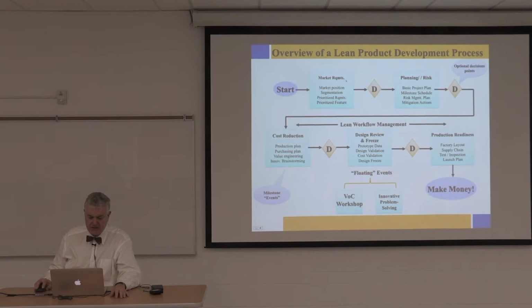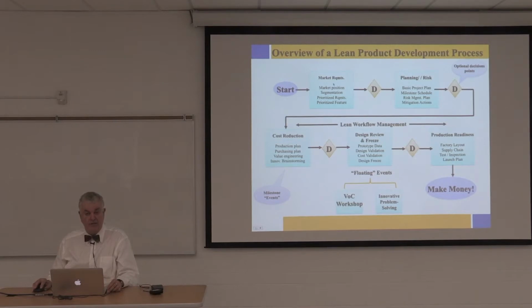Overview of a lean product development process: you start with market requirements, your position, segmentation, and prioritized requirements, the features of your particular product that they want. Is it speed? Is it quality? Is it functionality? Or is it a combination of all of them? And then the decision to go next. Basic project plan. This is where you plan your risk. Optional decision point here, because you go straight into cost reduction activities.